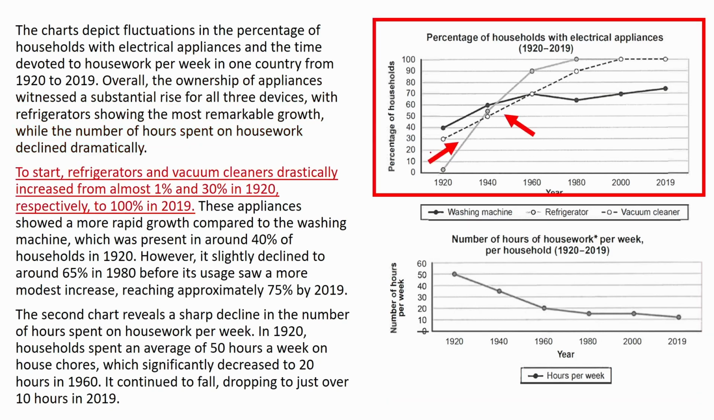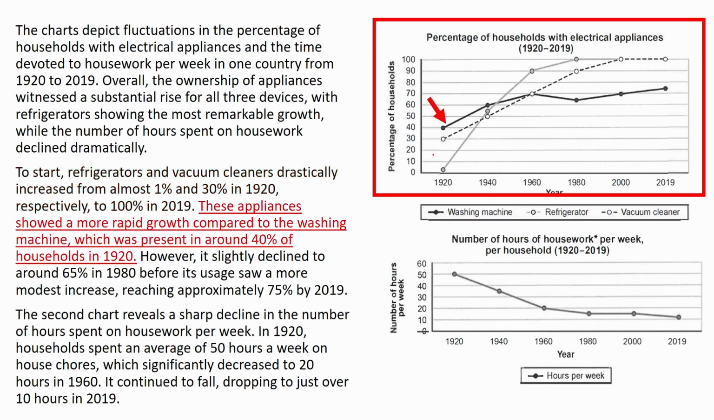Now, I'll start with refrigerators and vacuum cleaners because these had the most drastic changes. To start, refrigerators and vacuum cleaners drastically increased from almost 1% and 30% in 1920, respectively, to 100% in 2019. Now, I want to compare them with washing machine. These appliances showed a more rapid growth compared to the washing machine, which was present in around 40% of households in 1920.